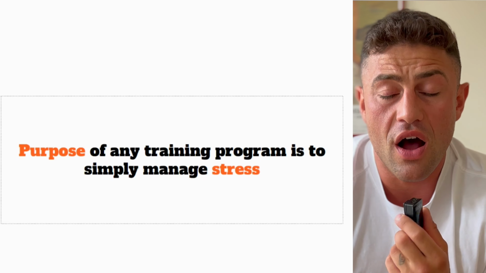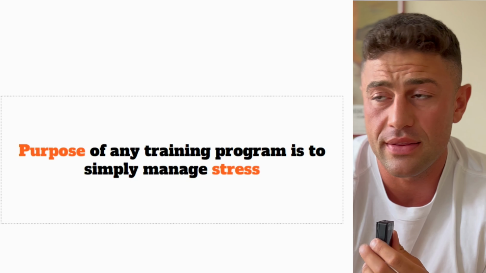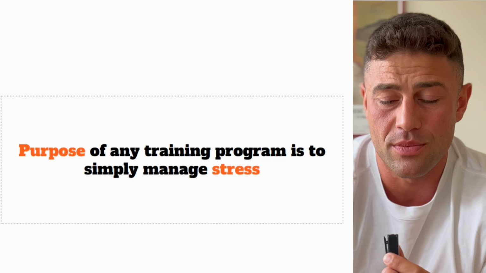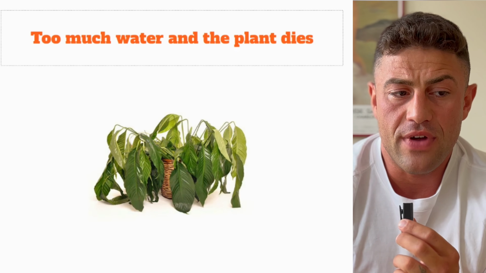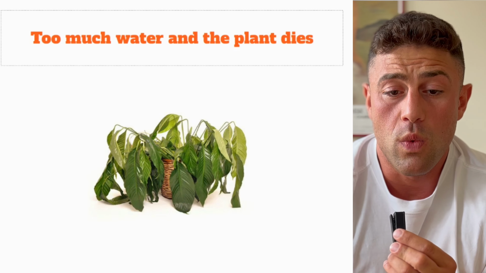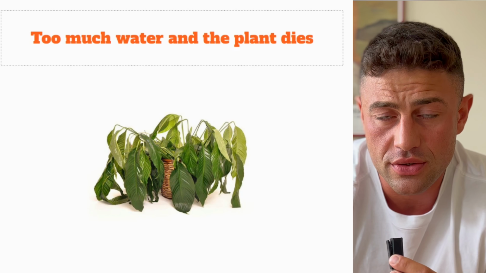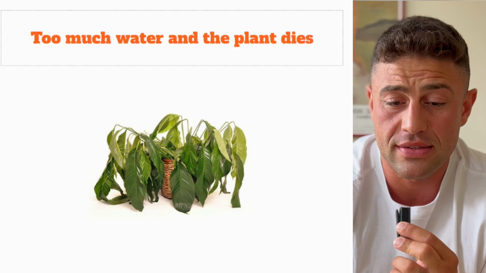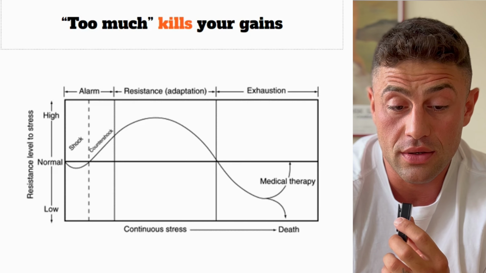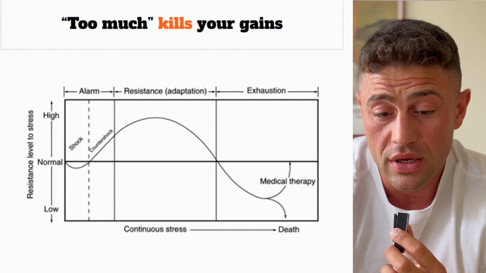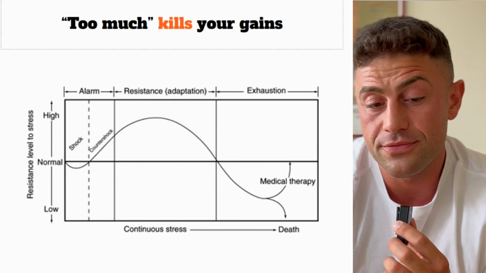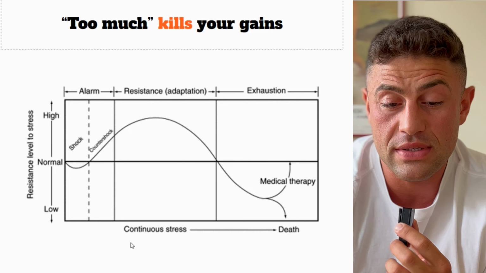So the purpose of any training program ever made within any sport is to manage the stress, aka the stimuli. We don't want to give anybody too much stimuli or too much stress, because it would be like watering a plant too much, which is eventually going to lead to that plant dying. You may have seen this model, which is called the general adaptation syndrome model. It's an old model that kind of reflects reality, but not always.